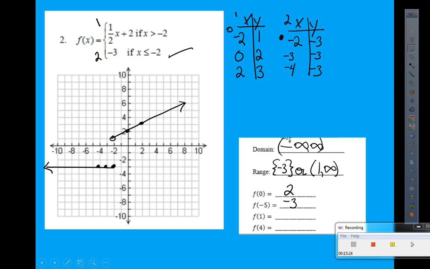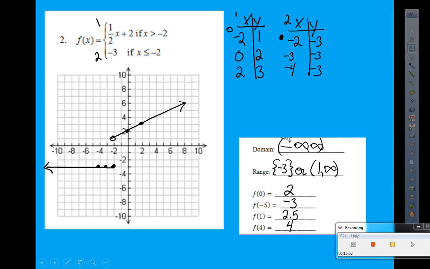F of 1. Got to ask yourself, is 1 greater than negative 2 or less than negative 2? I'm hoping really fast you said it's greater. So I'm going to go 1/2 times 1, which is 1/2, plus 2. So this answer becomes 2.5. And then when I pick on 4, 1/2 of 4 is 2. 2 plus 2 is 4. So there those are. That's how the lesson's going to go so far.